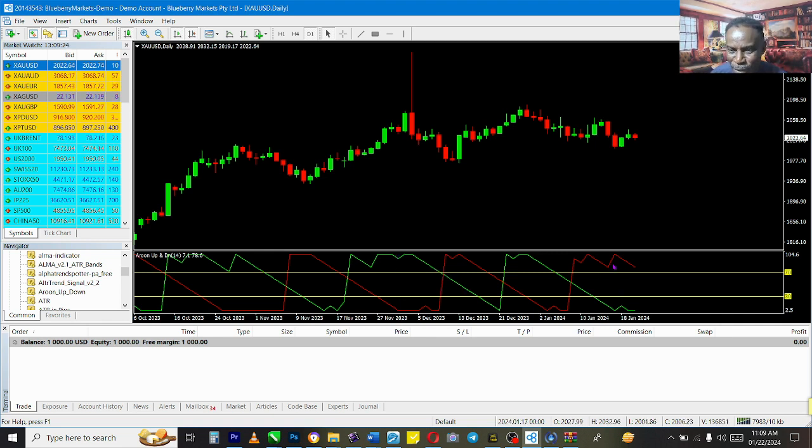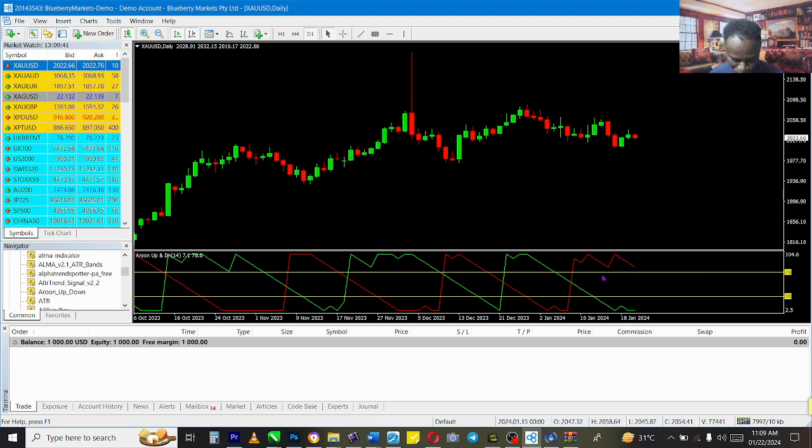Let's look at this area too. You see the Aroon down is above the 70, and the Aroon up is below the 70. There is a big gap between the two. So that tells us that you need to sell. You need to sell. Do you understand?